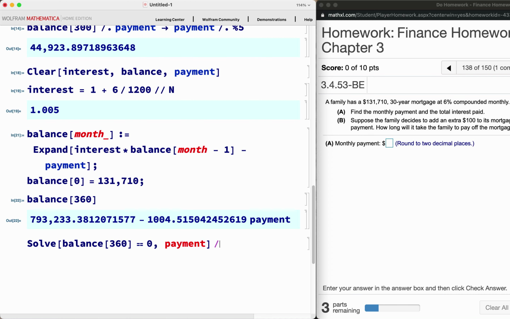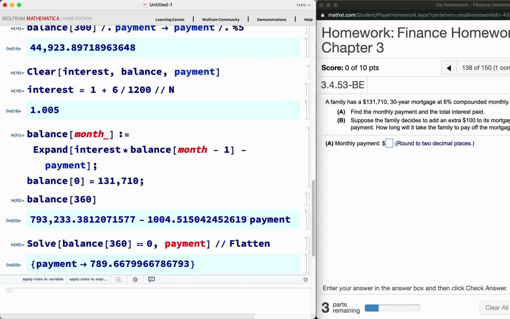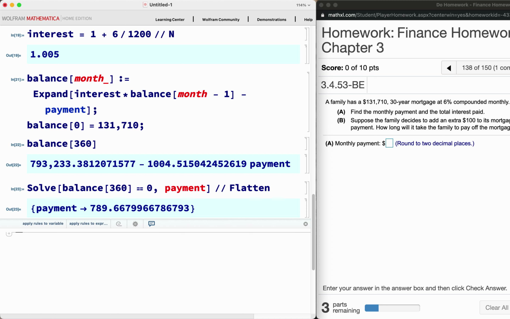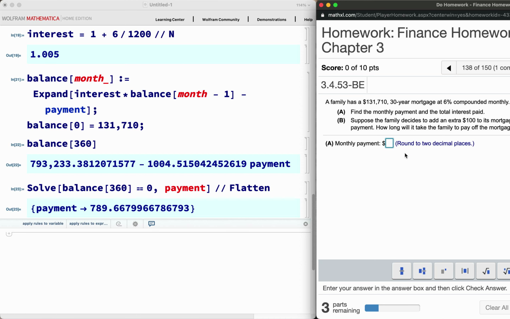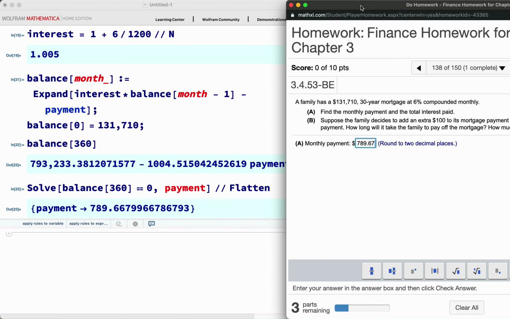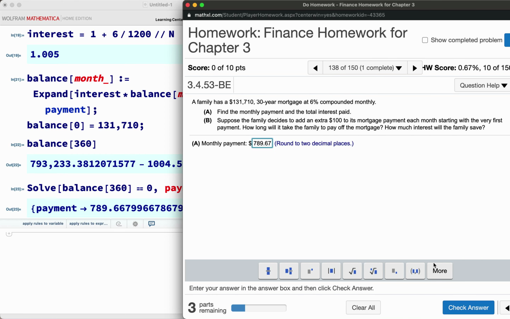Now, what is my payment? The payment is going to be about $789.67. The monthly payment, $789.67. And it should be correct.